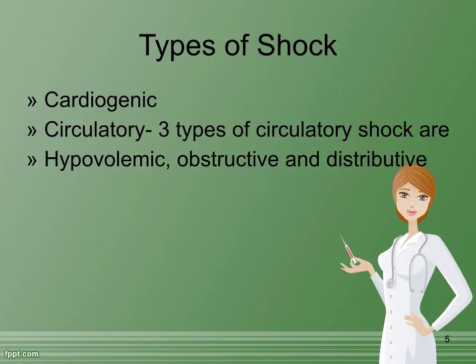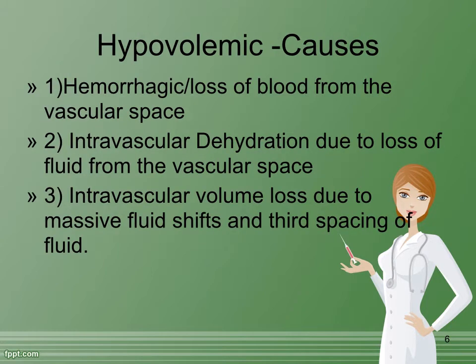So shock is classified as either circulatory or cardiogenic. Now, circulatory shock has three types: hypovolemic, obstructive, and distributive. As you see, the names hypovolemic, obstructive, and distributive will themselves give you some idea about what kind of shock is happening. So let's go to the next slide, and this is about hypovolemic causes.